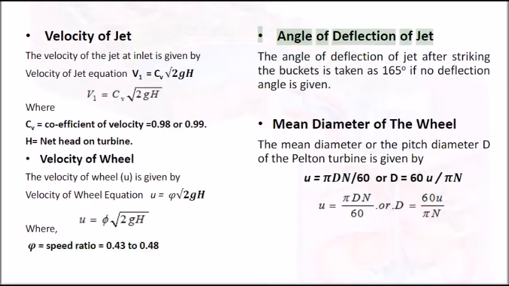Angle of deflection of jet. The angle of deflection of jet after striking the buckets is taken as 165 degrees if no deflection angle is given. Mean diameter of the wheel. The mean diameter or the pitch diameter D of the Pelton turbine is given by U equals πDN/60, or D equals 60U/πN.